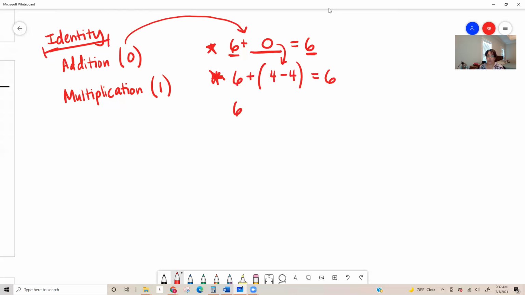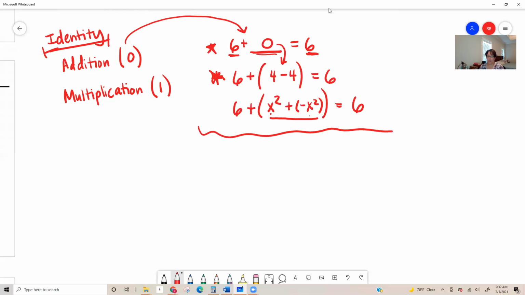I can also rewrite this as 6 plus x squared plus a negative x squared. And I'm also going to get 6 because this is just a fancy form of 0. I took x squared and I added the opposite to it, and when you add opposites together, you get 0. Okay, so I know that's confusing, but basically the identity for addition is that you add some form of 0 and you get your number back again.